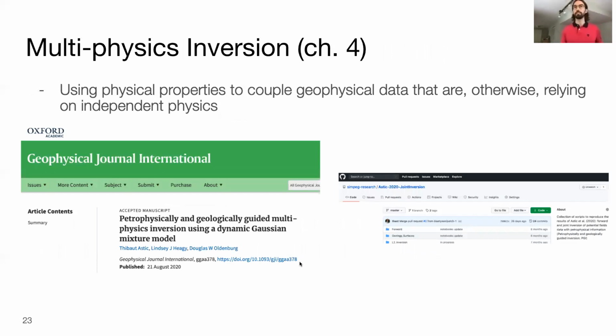This one was published just this summer, and it also comes with GitHub repositories to reproduce all the examples from the papers.